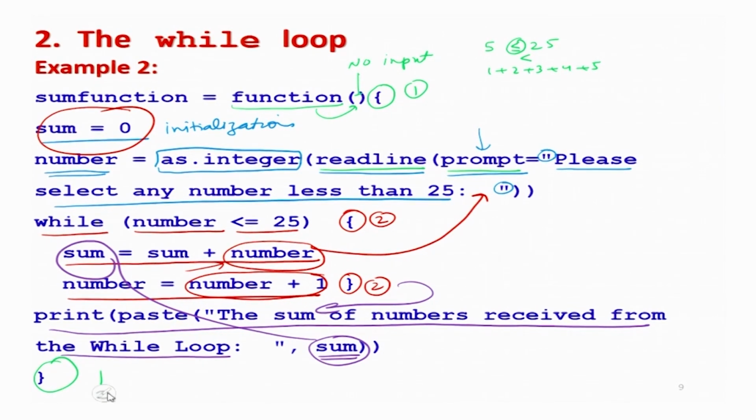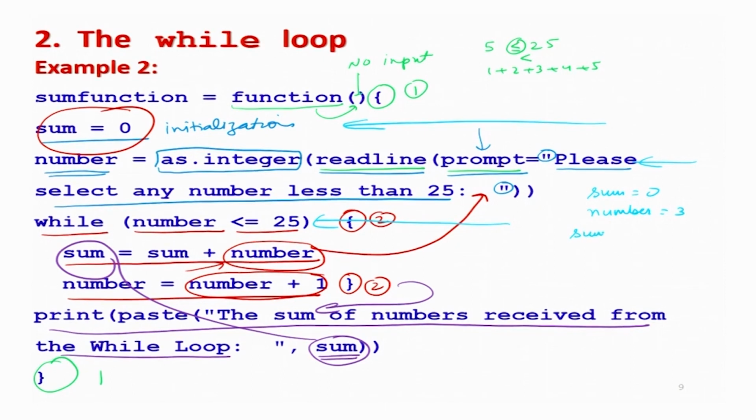Suppose you try to execute the program. It will come to the first line and take sum equal to 0. Then it will come to the second line and ask for a number. Suppose I give a number, say 3. Now the condition here is: while the number is less than or equal to 25, execute the statements. And what are those? There are two statements which I want to execute.